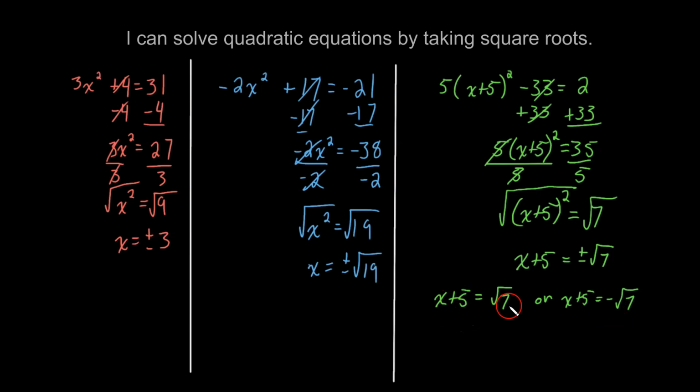So now if we were to solve for x on both of these individually, well, we'd subtract 5, and we'd subtract 5. And because this one's a positive, we'd get x is equal to negative 5 plus the square root of 7, or, and we'd subtract 5, and subtract 5, or x is equal to negative 5 minus the square root of 7. And that would be our answer down here. So the final answer would be x is equal to negative 5 plus the square root of 7, or x is equal to negative 5 minus the square root of 7.